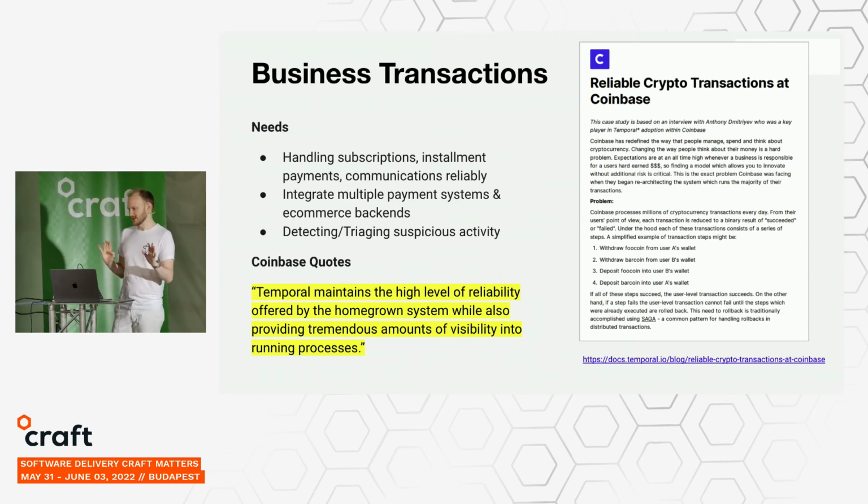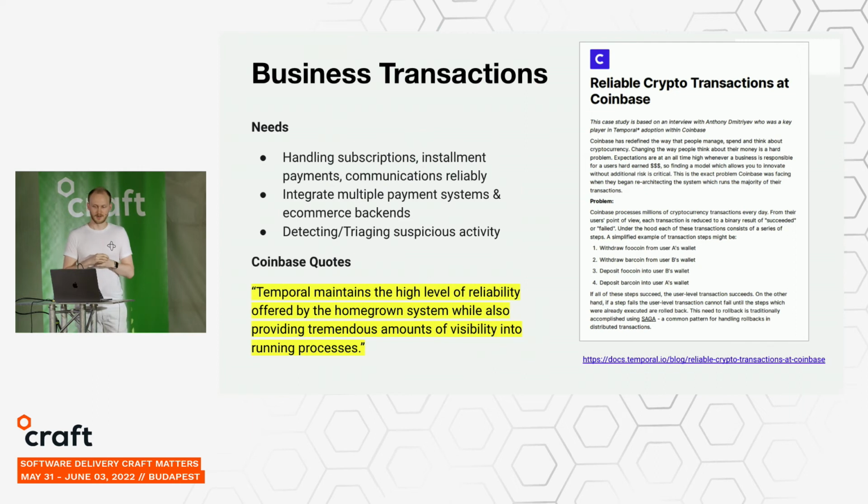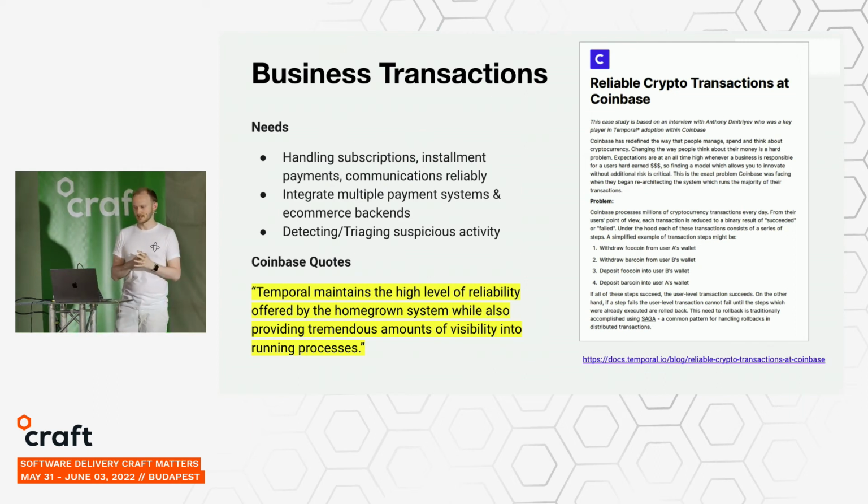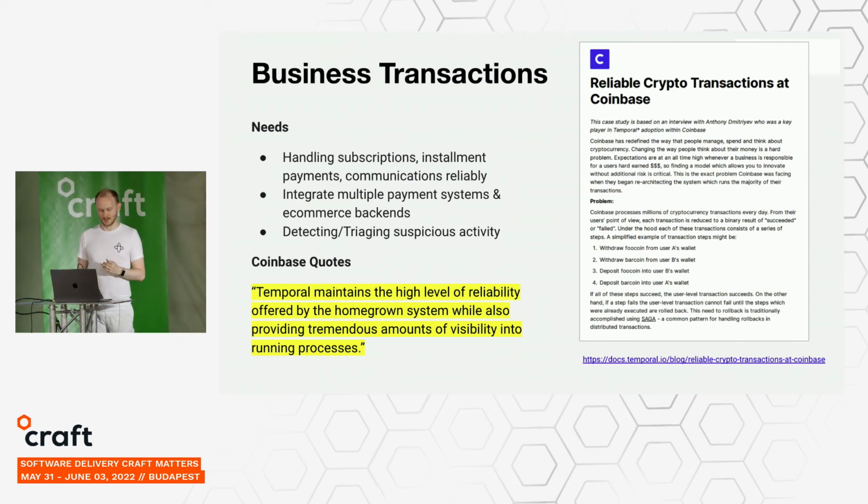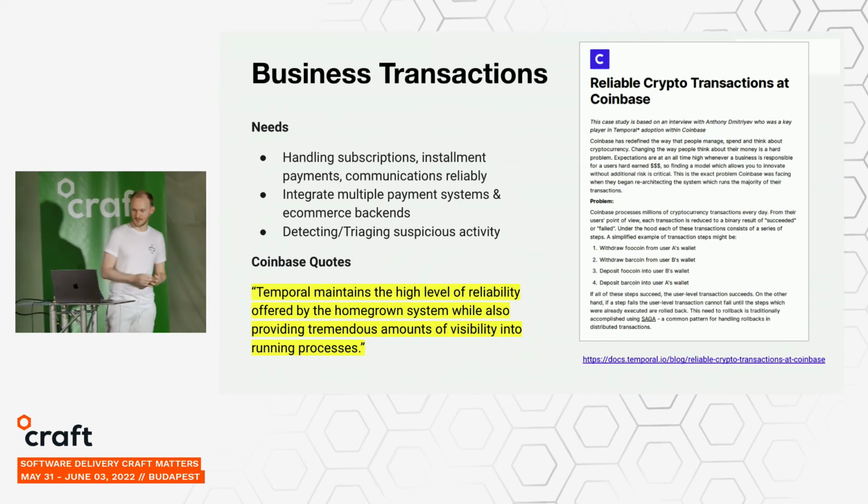So, some different categories of use cases. It's a pretty broad thing, but it's often used for business transactions. Coinbase uses it for crypto transactions to do that reliably. The quote from them is, "Temporal maintains the high level of reliability offered by the homegrown system that we originally had before we migrated, while also providing tremendous amounts of visibility into running processes."